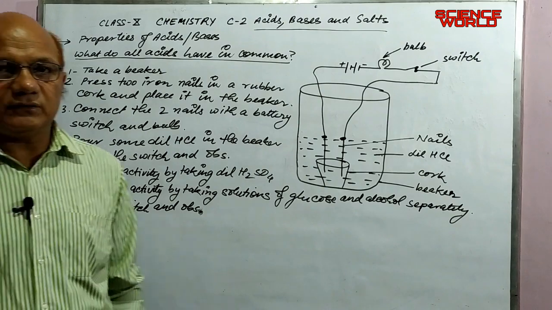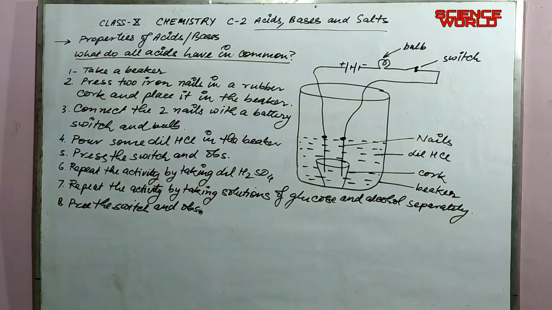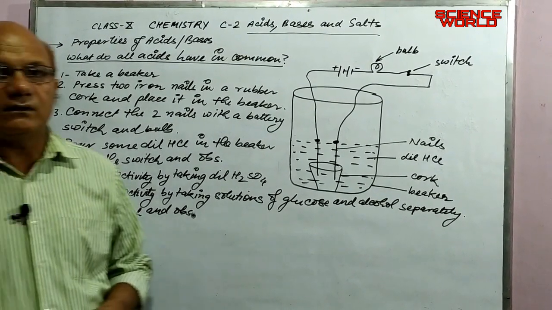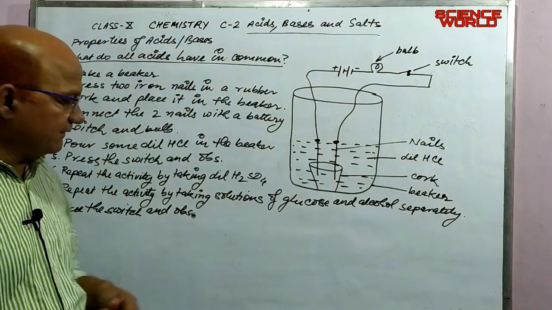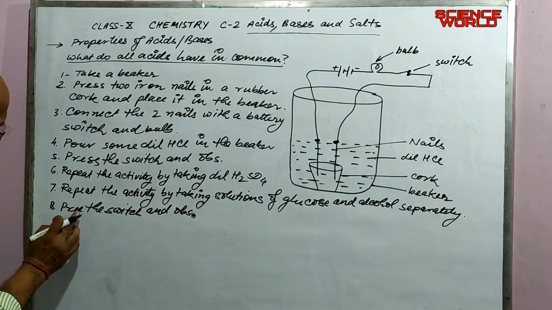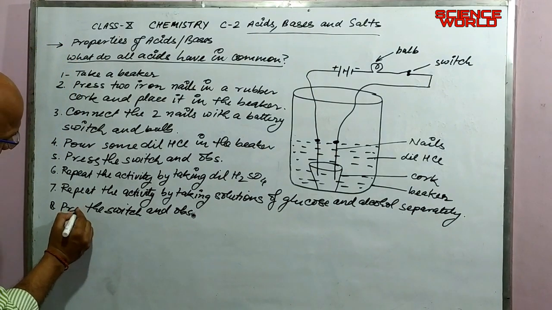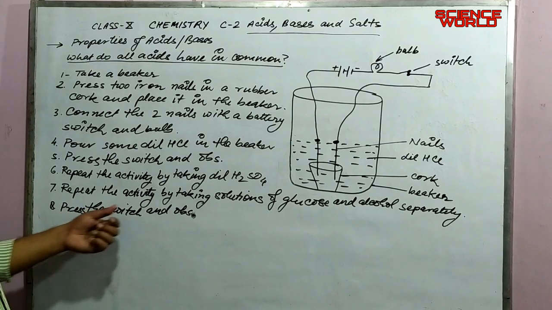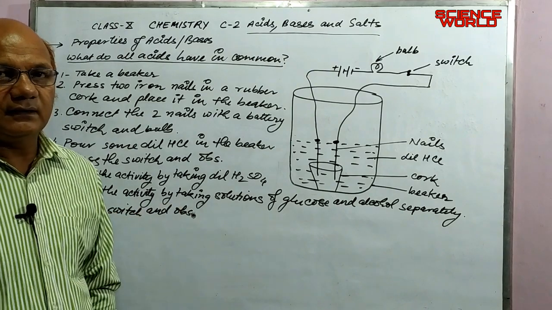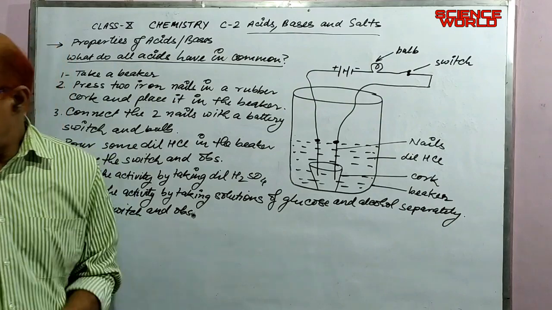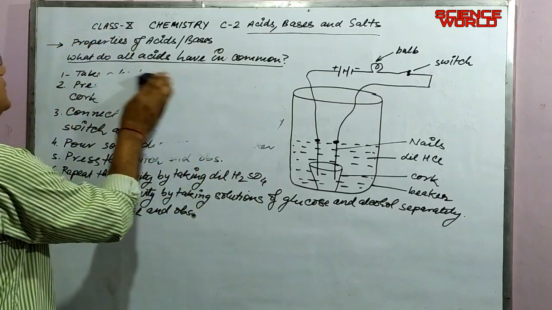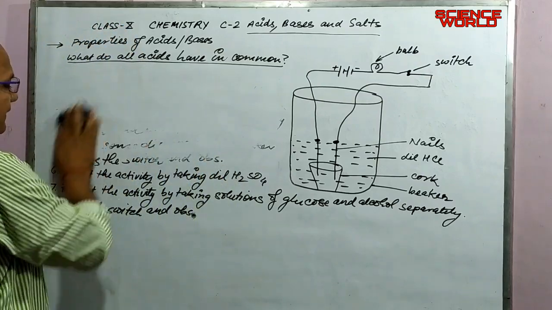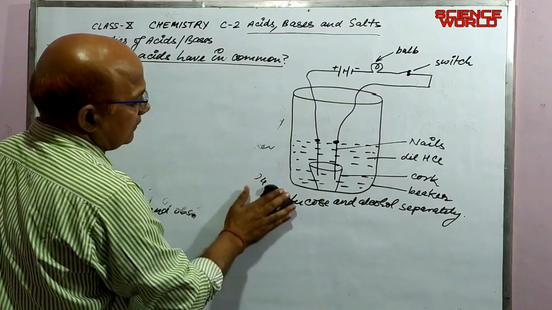Now take a screenshot of it. Now some part is left in this activity and it also contains some mistake. So you can correct it. Press the switch and observe. Okay. Now observation and conclusion. You have to see it.